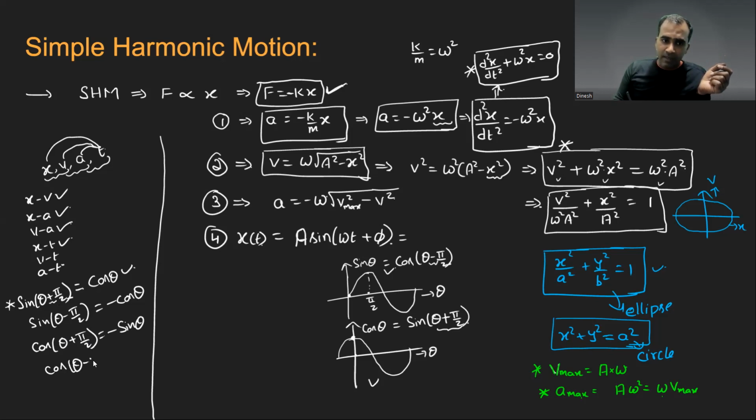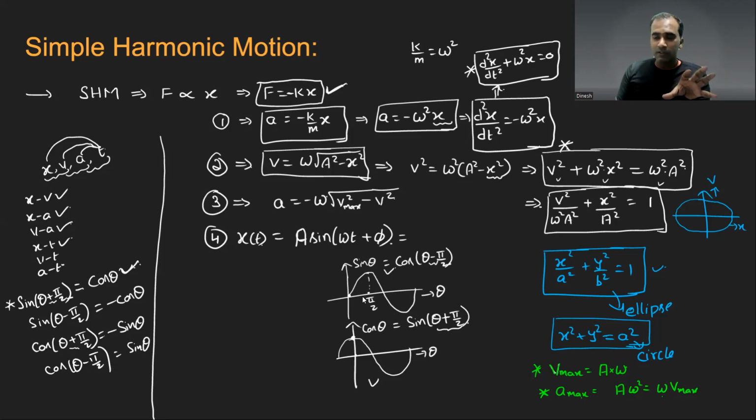Similarly, cos of theta minus pi by 2. When you shift it by plus or minus pi by 2, it will definitely become sine. But the question is whether there is a minus sign or not. When you do plus pi by 2, there is a minus sign here. So when you do minus, there should be a plus sign. This is one way of remembering this. From this, you can get all the remaining four.